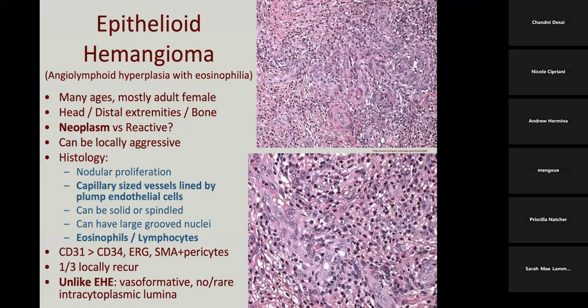Epithelioid hemangioma, sometimes called angiolymphoid hyperplasia with eosinophilia, usually has very, very plump and somewhat scary, juicy looking endothelial cells, but these are always very well formed. They are not leaky, they are not anastomosing, and they do have their perivascular myoid layer around them. There's eosinophils, as the name suggests, in the background. The endothelial cells mark with what we would expect, CD31, CD34, ERG, of course, SMA positive in the pericytes if you want to demonstrate that layer.